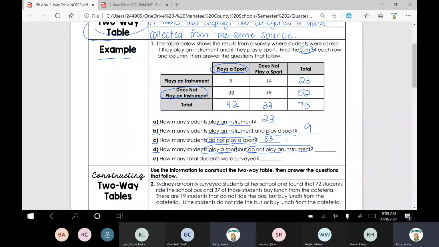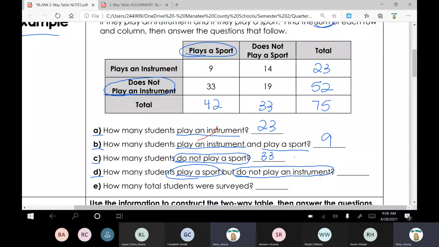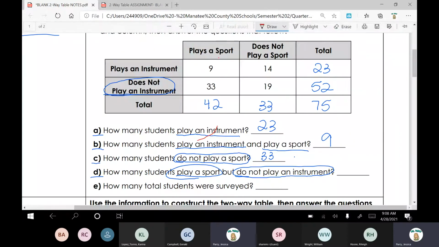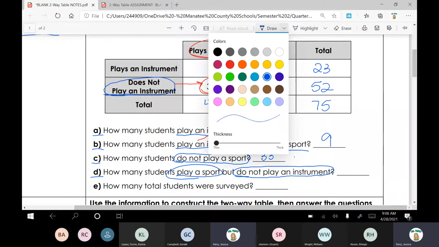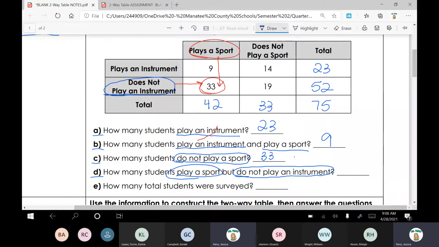Perfect. So if I just drag my finger down for play a sport, I would drag my finger down here, and then drag my finger across, and you can see that it meets at that 33. So that's how I get my answer for that question here. Play a sport, does not play an instrument, 33.